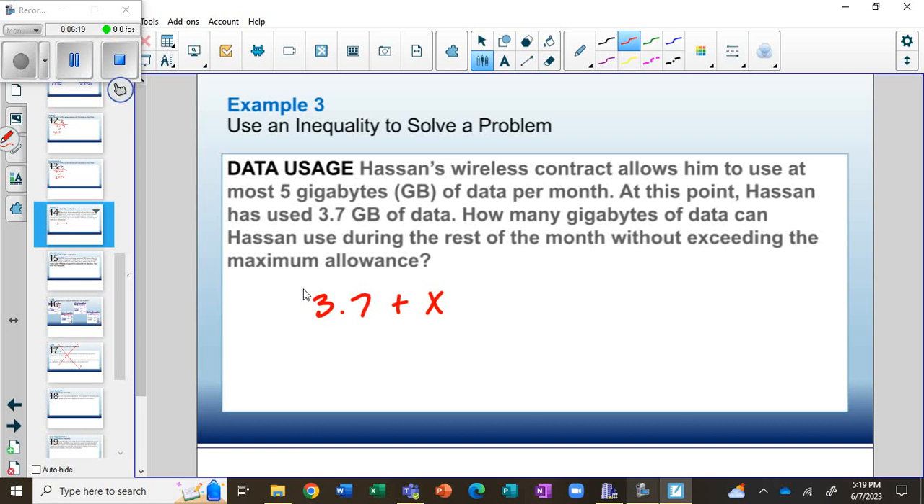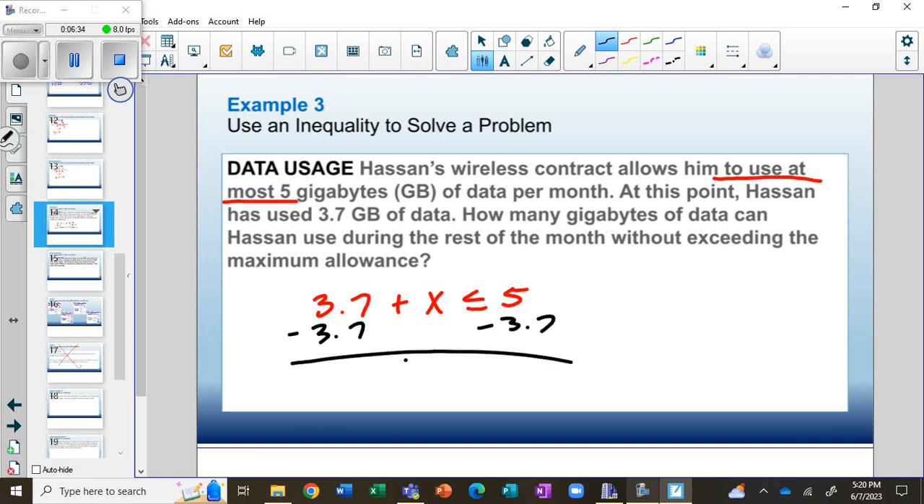And it says in here, use at most. That means I cannot go more than. So it has to be less than or equal to 5. So 5 is the maximum. To solve for this, I just subtract 3.7 on both sides. And I would have x is less than, this would be 5.0, borrow, that would give us 1.3. So x has to be less than or equal to 1.3 gigabytes.